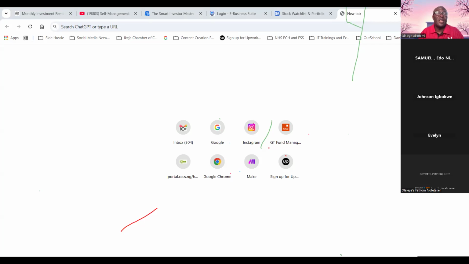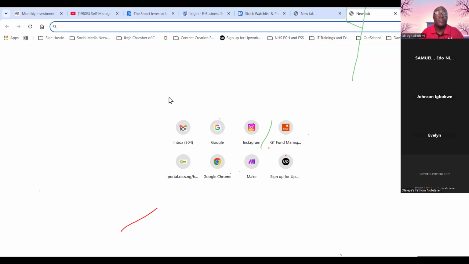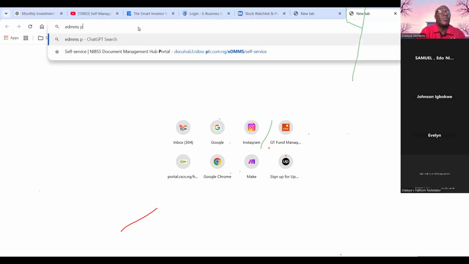I should have kept that link handy somewhere, but again, if I can't find it here, I will just do a search on Google. Okay, let me see if I'll do a search on Google. Okay, sir. EDMMS portal.